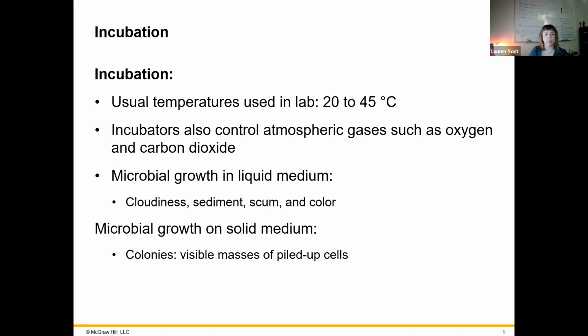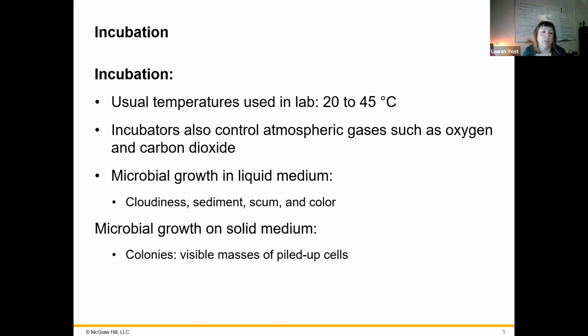So incubation refers to growing up these organisms, hopefully in the most ideal situation that we can for whatever we're studying them. Most organisms are going to grow between 20, which is about room temperature, 20 degrees Celsius, up to 45 degrees Celsius. And the body is about 37 degrees Celsius, by the way. Incubators, we can also control gas. So that would mean oxygen and carbon dioxide levels, depending on the organism. They might be picky about something like that.